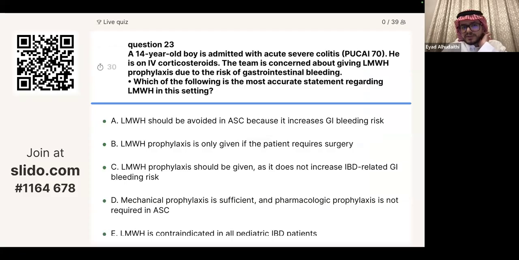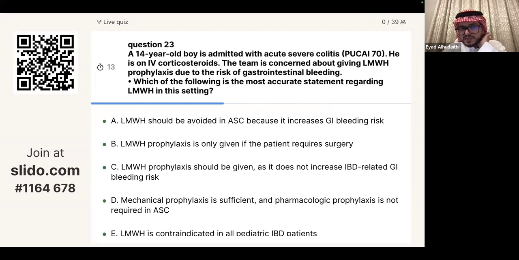A 14-year-old boy is admitted with acute severe ulcerative colitis. He's on IV corticosteroid. The team is concerned about giving low molecular weight heparin prophylaxis due to the risk of gastrointestinal bleeding. Which of the following is the most accurate statement?